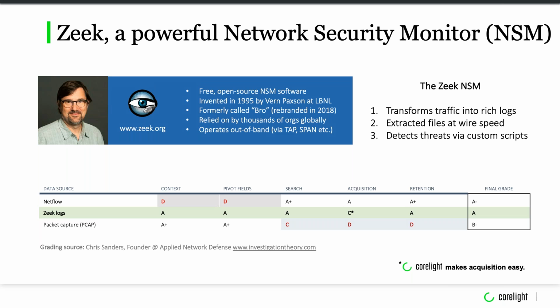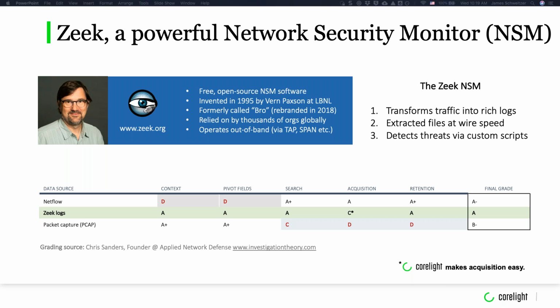From a data source perspective, there's many different ways to generate insight about your network. There's no silver bullet here, but Zeek really is a head and shoulders standalone data class when it comes to network data. That table you see there at the bottom, those letter grades are grades where someone has gone and measured and assigned a grade value to different types of network data sources based on categories important to security operators. That gentleman is Chris Sanders. He's the founder of Applied Network Defense. You can see his website there, investigationtheory.com. He runs a number of great classes in the security space. He also trains and sets up SOC teams, so great resource.